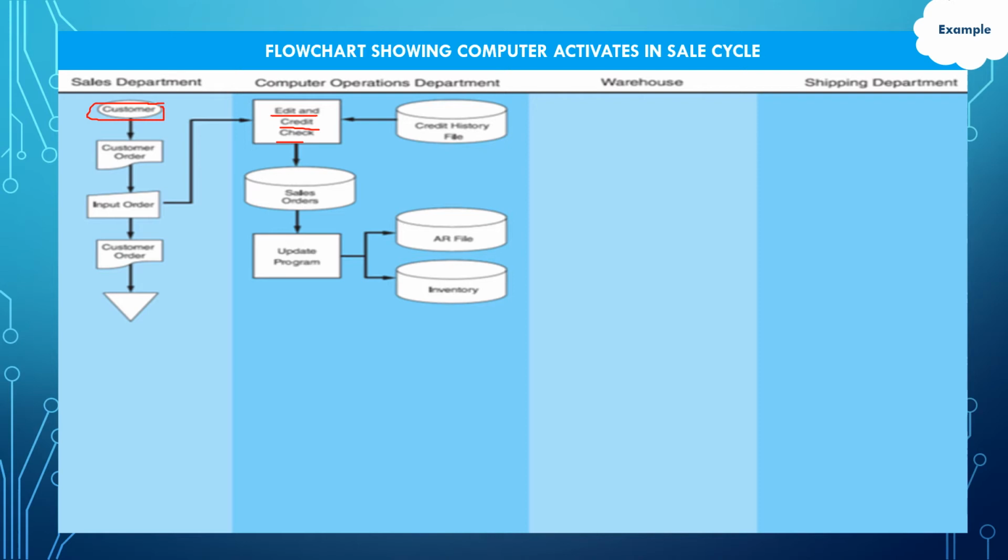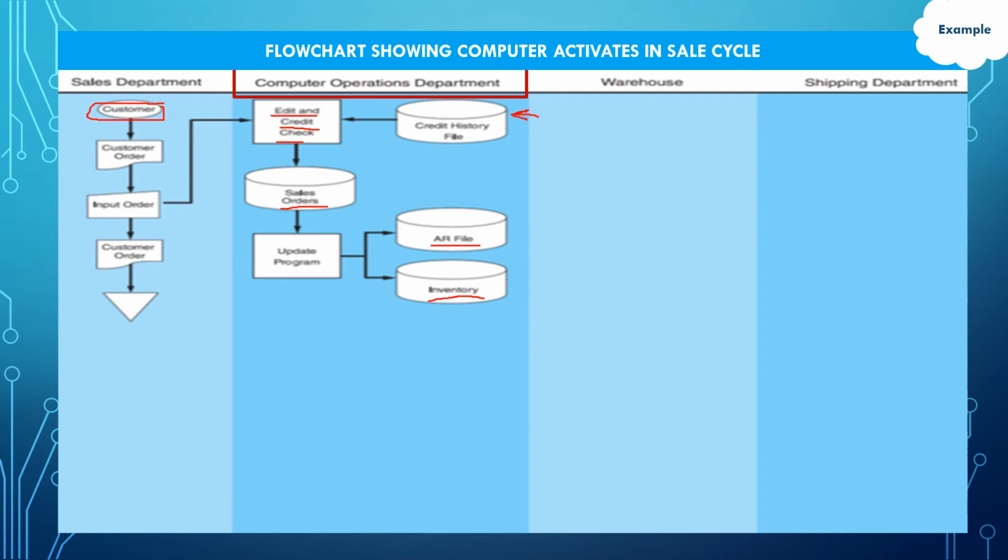This is the process. The input is coming from the customer order by using the terminal, and then we have the credit history file. This is digital filing to update this process, and the output will be the sales order transaction file. Then we will have another process. The input is the sales order file, and the update program will update the accounts receivable file and inventory file, which is related to the transaction.